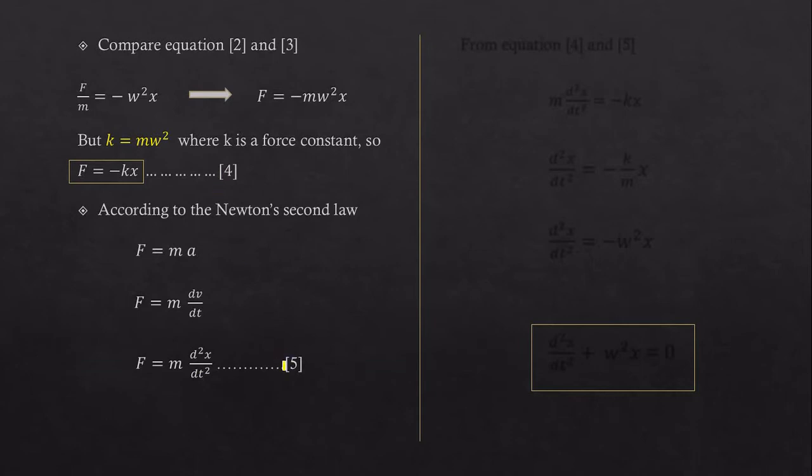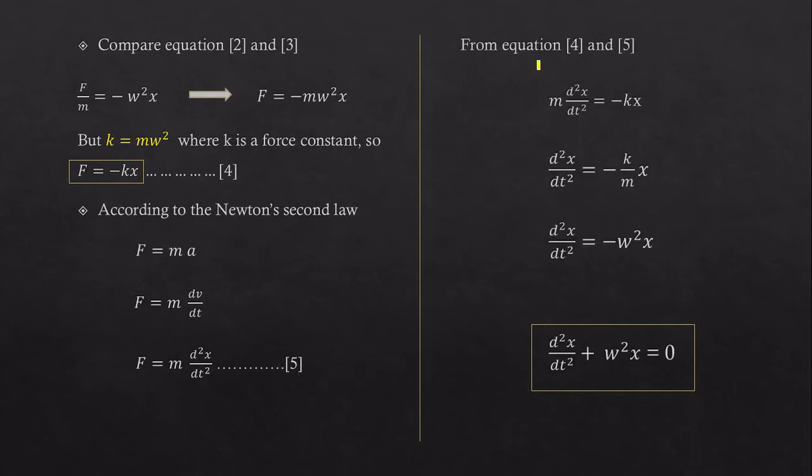From equation number 4 and 5, we can conclude that m d square x by dt square, which is from equation number 5, is equal to minus kx, which is from equation number 4. So d square x by dt square, bringing this m to the right hand side, is equal to minus k by m into x. Now from this equation we can get omega square is equal to k by m. Simply, we put the value of omega square, that is k by m, into this equation.